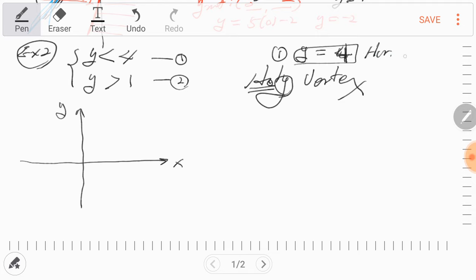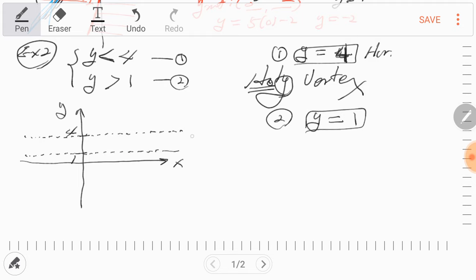So let's say this is 4. I will draw a horizontal line passing through 4 on the y-axis. Since there's no equal sign, I will draw a dotted horizontal line. From the second inequality, y equals 1. This is also a horizontal line. So y equals 1. This is 1. So draw a dotted horizontal line like this.